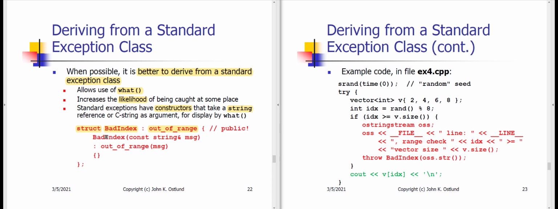Now this time, bad index, instead of being empty, does have a constructor, and the constructor simply receives a string as an argument and turns around and passes that down to the out-of-range base class so that the out-of-range base class can initialize the string value that will be displayed by what. Okay, and then here is code in this file ex4.cpp making use of the bad index exception type. Let me actually show you and execute this code here.